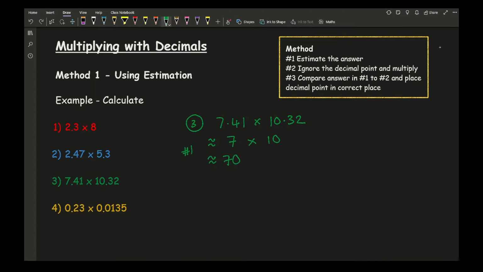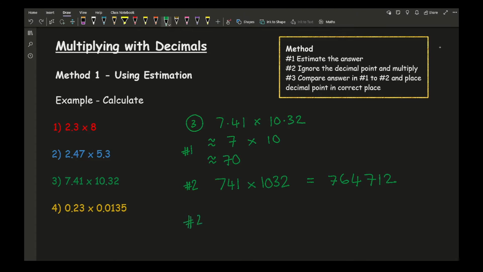And that's step 1. Then for step 2, I'm going to ignore the decimal point in both the numbers, and I'm going to work out what 741 times 1032 is. Again, whichever handwritten method you choose, you should have the correct answer of 764,712. Now again, I want an answer that's close to 70.